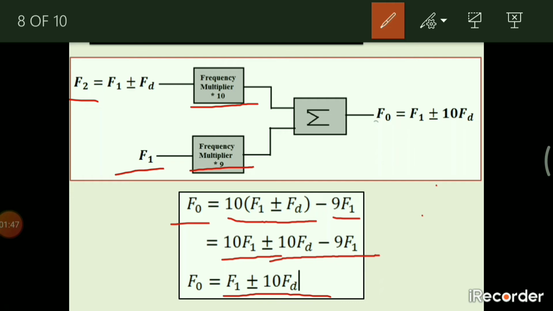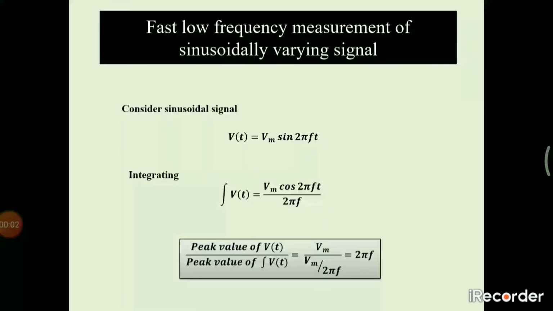So as we increase the number of stages, we'll get a more accurate result, because for high frequencies the accuracy is more important. So by using the frequency difference expansion method, we can measure the high frequency signal.